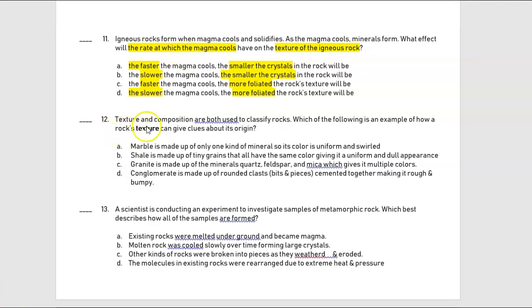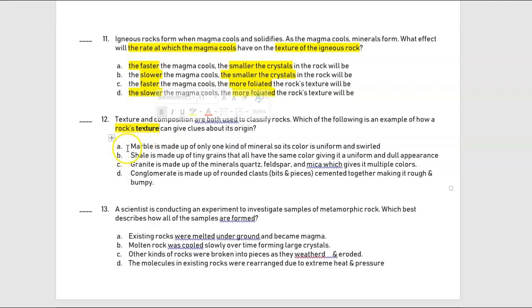Number 12, texture and composition are both used to classify rocks. Which of the following is an example of how a rock's texture gives clues about its origin? All right, so we're looking here at texture. There's really only one answer choice that's talking about texture here, so listen to those answer choices.